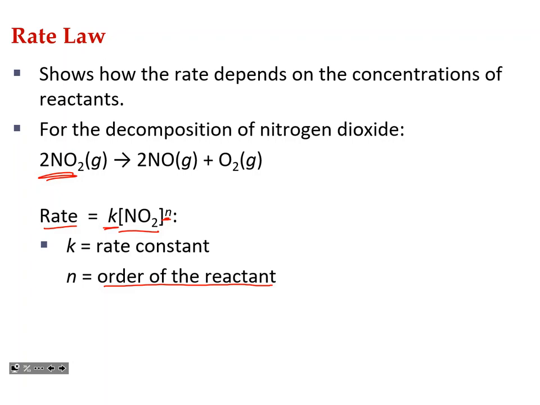Always this format: rate equals k, bracket notation, concentration raised to a power, and that power is called the order of the reactant. And I'm going to tell you what the order of the reactant means in just a few minutes here. But that's how you would format it, that's how you would write it.